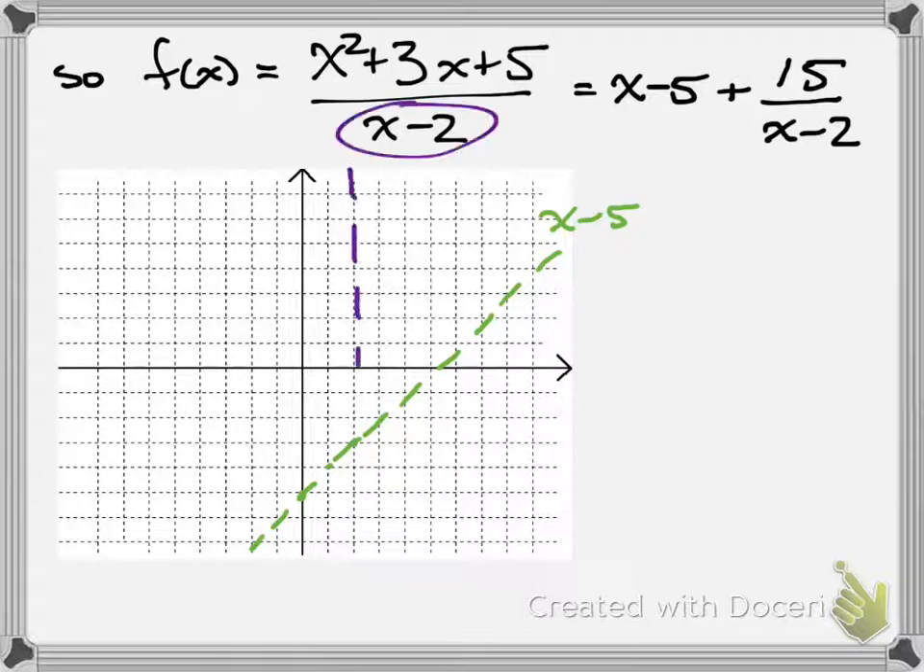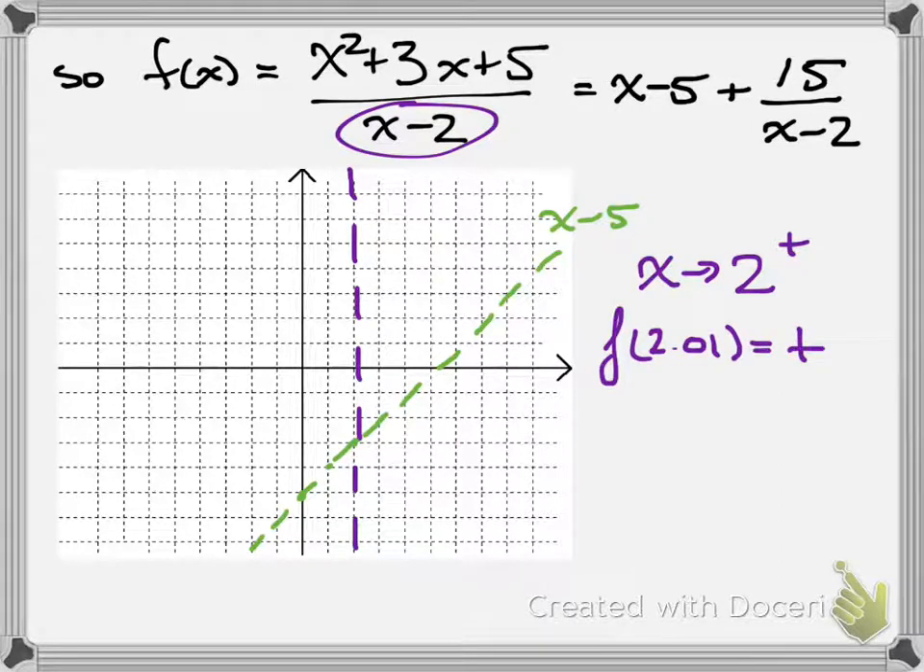But really, we need to take into account that there's a vertical asymptote as well. And we should always look at what the function behaves like around that vertical asymptote. Well, as x goes to 2 from the right, we can plug in like 2.01, and we get a positive number.